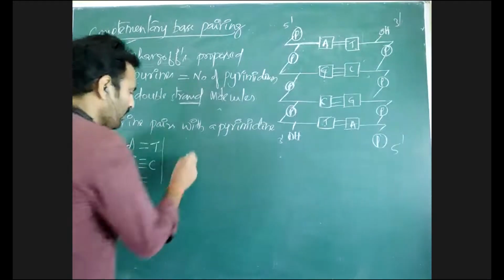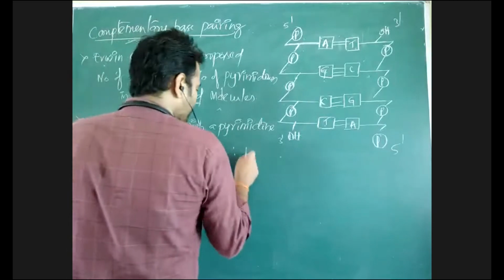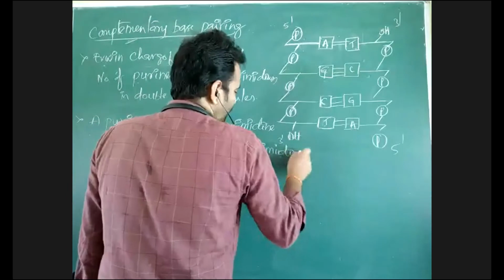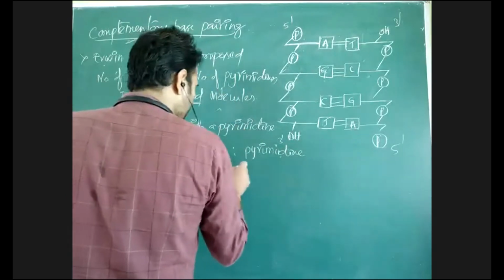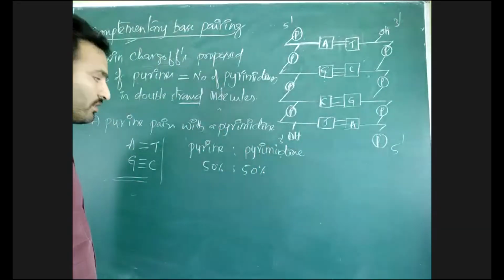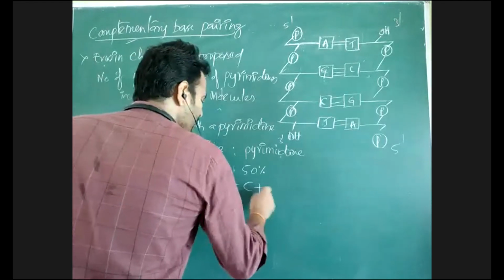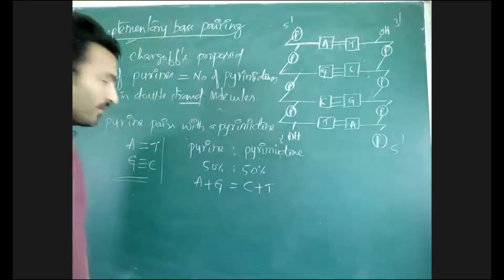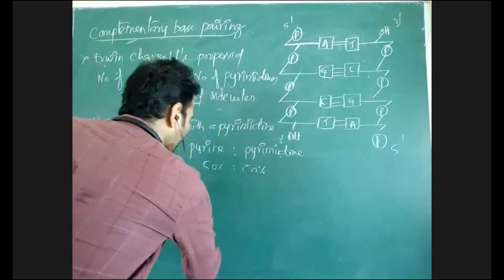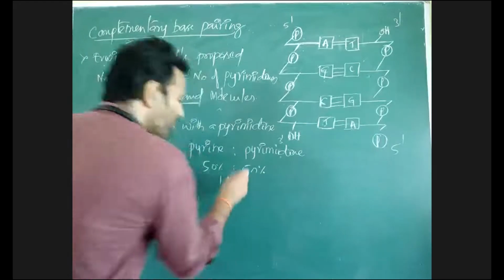According to this, the purine to pyrimidine ratio is always 50% to 50%. Purines are always 50% in your double-stranded DNA, pyrimidines are always 50%. Here, what are purines? A plus G, that is always equal to C plus T. That means the purine to pyrimidine ratio is always equal to 1:1.